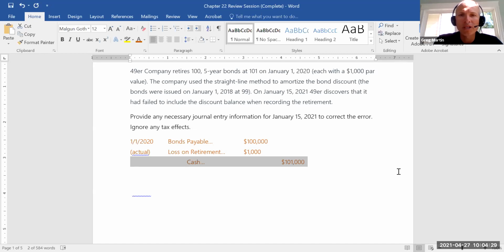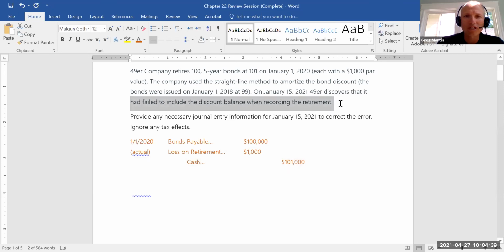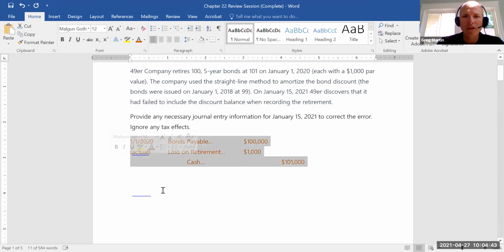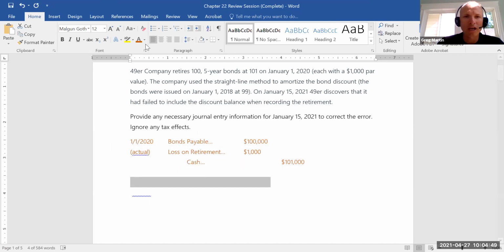However, there's an important piece of information that's missing. And that important piece of information is this discount, because it says that it failed to include the discount balance when recording the retirement. So this journal entry is what they actually did. There's a problem though, because they're missing the discount. And so the sort of "ought to" journal entry, and we're not going to get all the numbers right now.